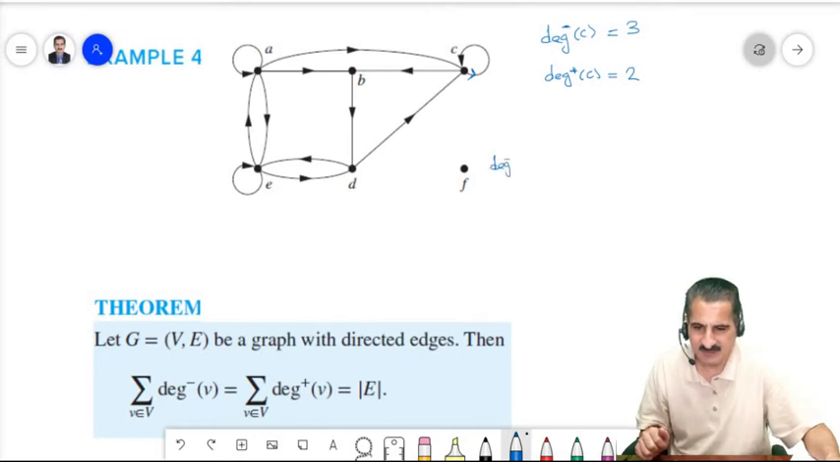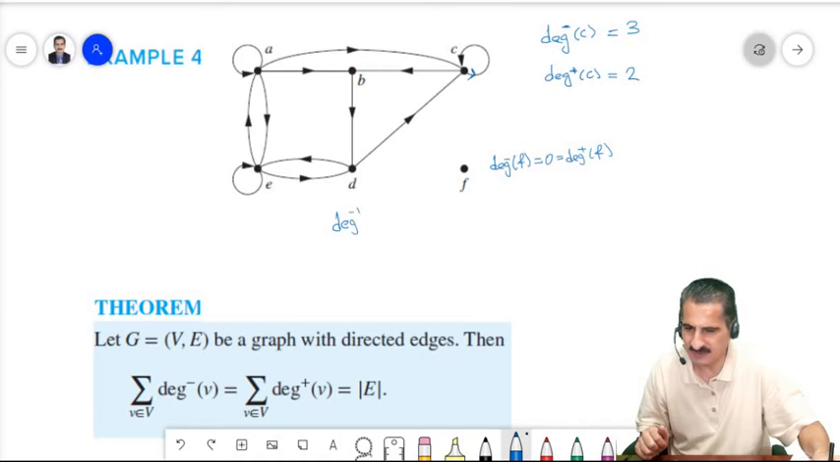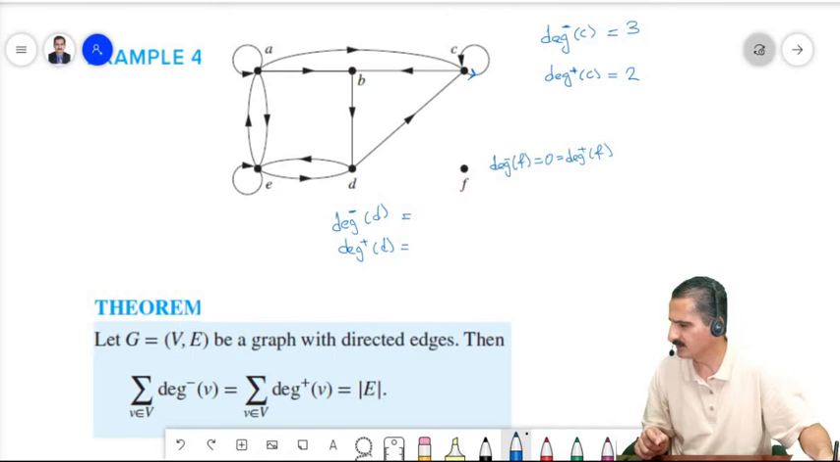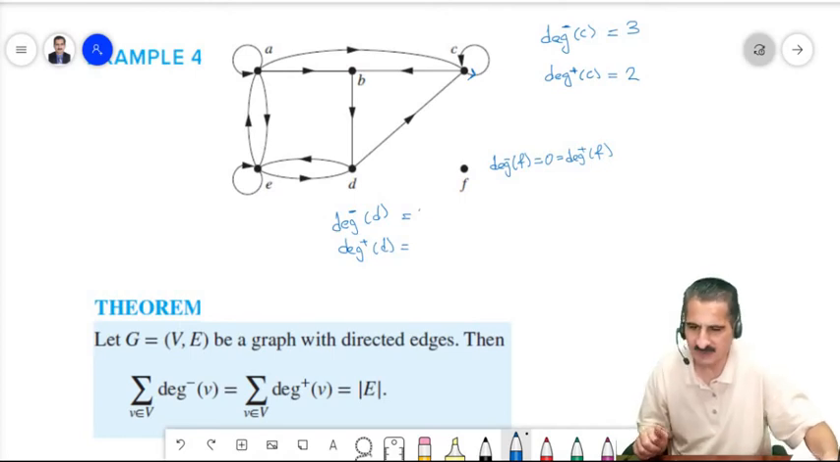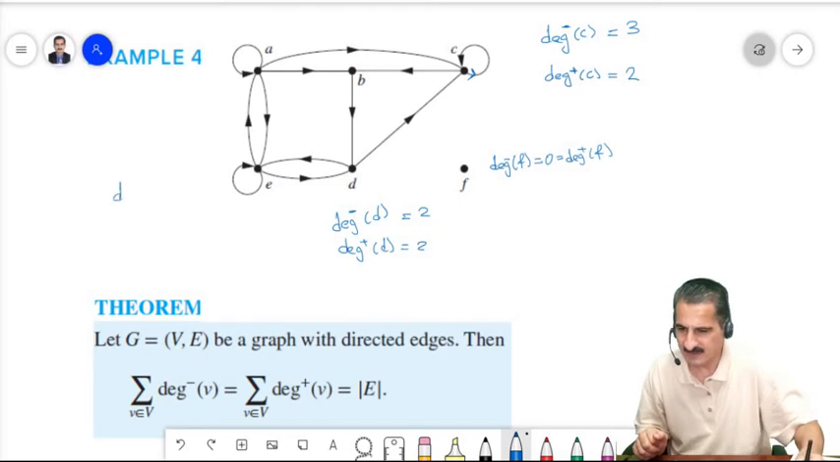What is the in and out degree of f? This is the in degree of f, which is, no edges are there, so it is 0. Okay. What is the in degree and out degree of d? Okay, this is just the in degree of d. And what is the out degree of d? Did you compute that? So let me see. 2 and 2. Good. What is the in degree of e, and the out degree of e?